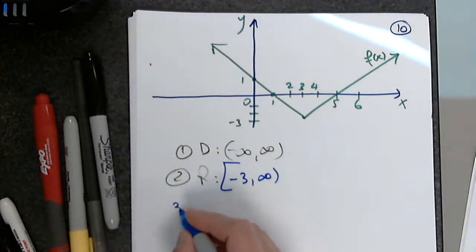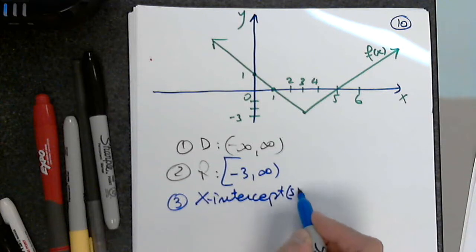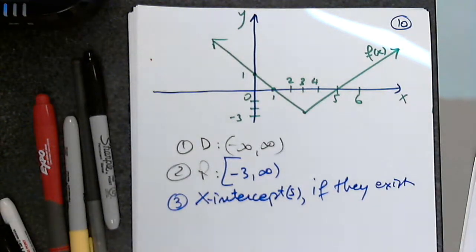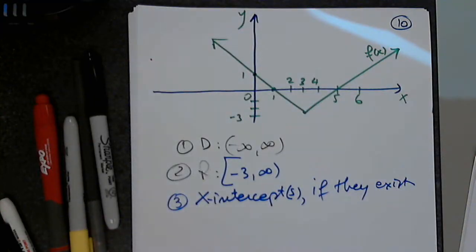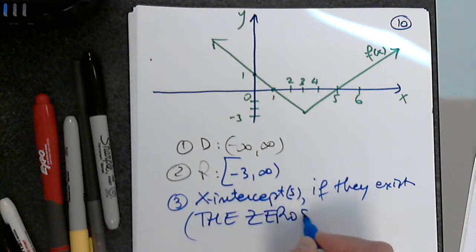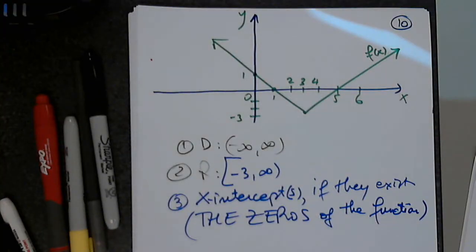Now I would like us to answer many other questions, like X-intercepts, if they exist. What do I mean by X-intercepts? They're also called the zeros of the function. Important to know that. We will talk less about zeros and more about X-intercepts in this class, but in the next classes, we do talk a lot about zeros of a function. Same thing, the X-intercepts. Does this function have X-intercepts?